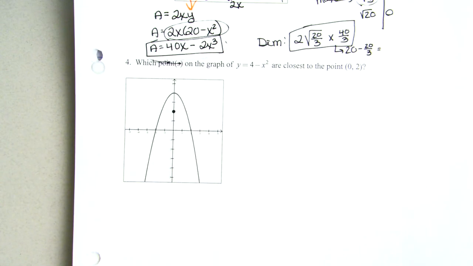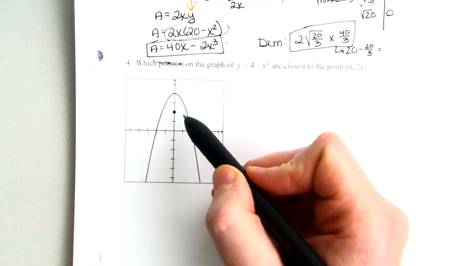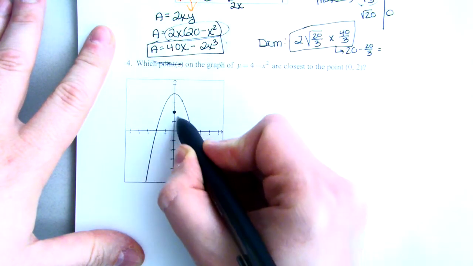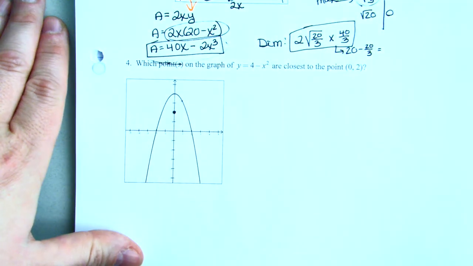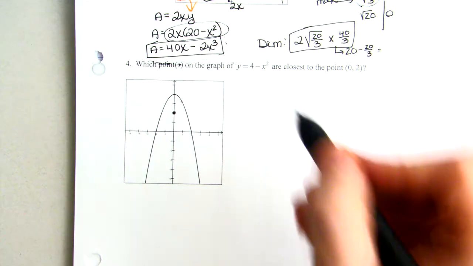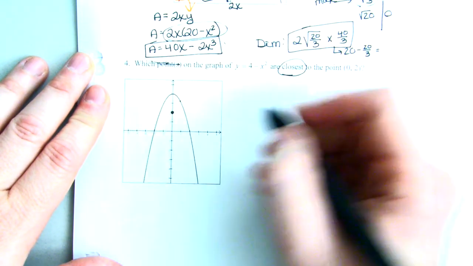All right, so number 4. Which point or points on the graph of y equals 4 minus x squared is or are closest to the point 0, comma 2? I need a point here, or multiple points, that's closest to 0, comma 2. So I could have a point here with some distance of that, some point here with a distance of that. I am trying to find what, first of all? A maximum or a minimum? Closest, I think I want to find a minimum. And I want to find a minimum distance.